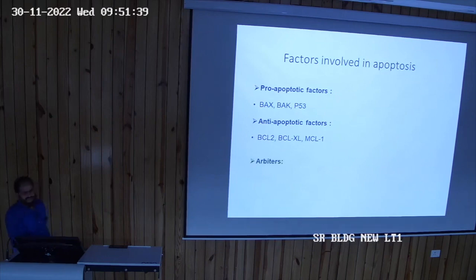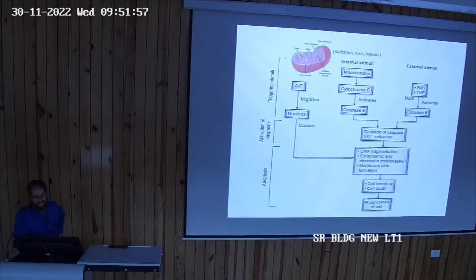Then there are arbiters. Arbiters क्या हुआ, बैलेंस बना के रखते हैं, pro-apoptotic और anti-apoptotic बैलेंस बना के रखते हैं, है ना. That is BIM, BAD, BID and PUMA. Okay, so these are different factors which are involved in apoptosis. Pro-apoptotic, anti-apoptotic, and there are balancers. So this is the mechanism actually.